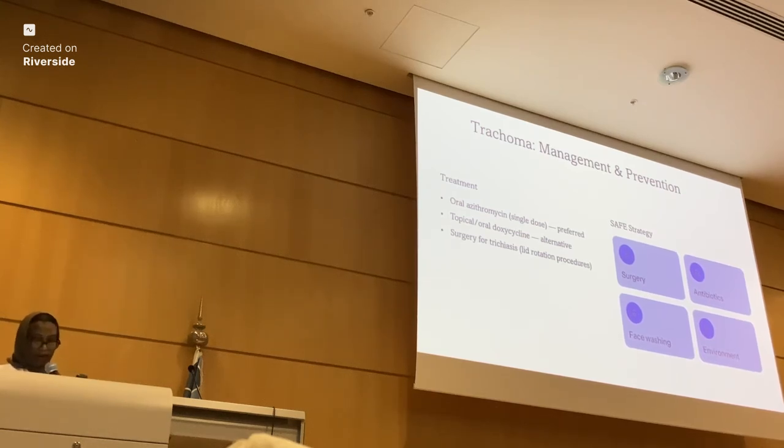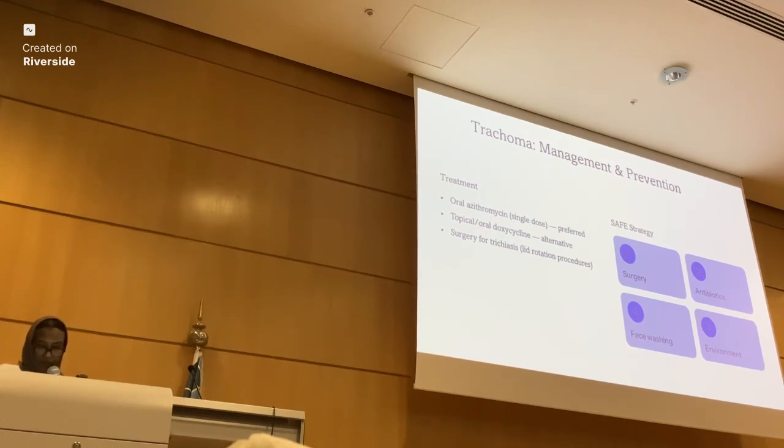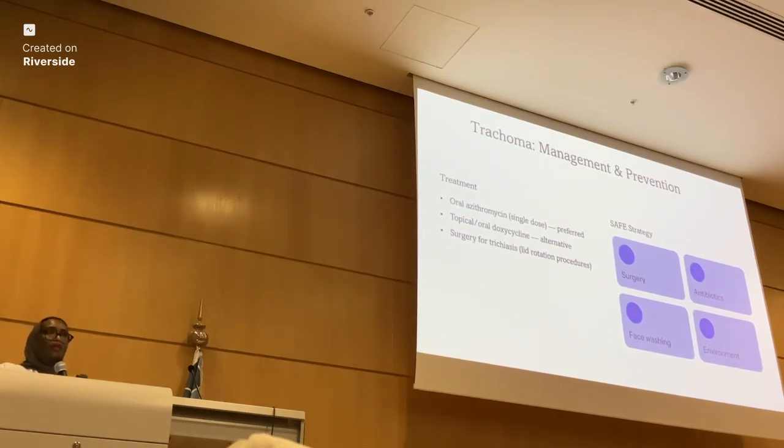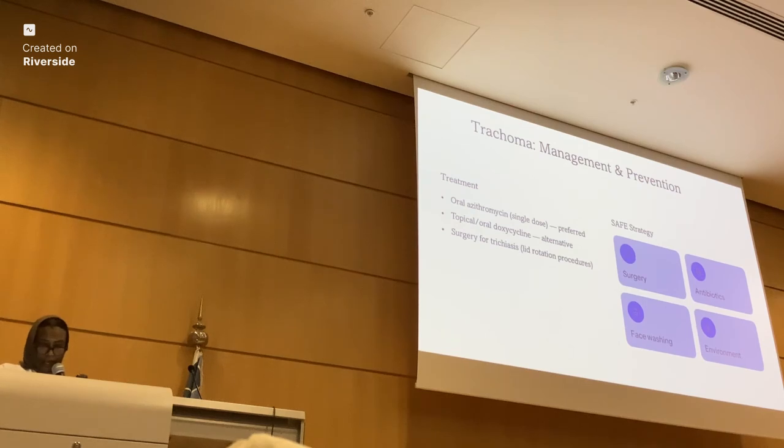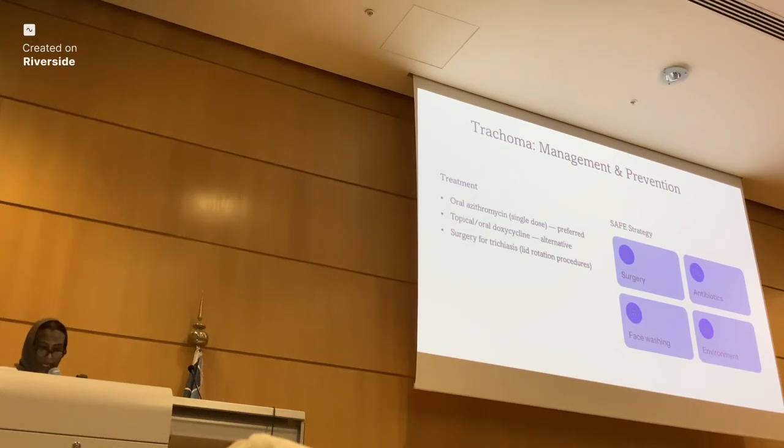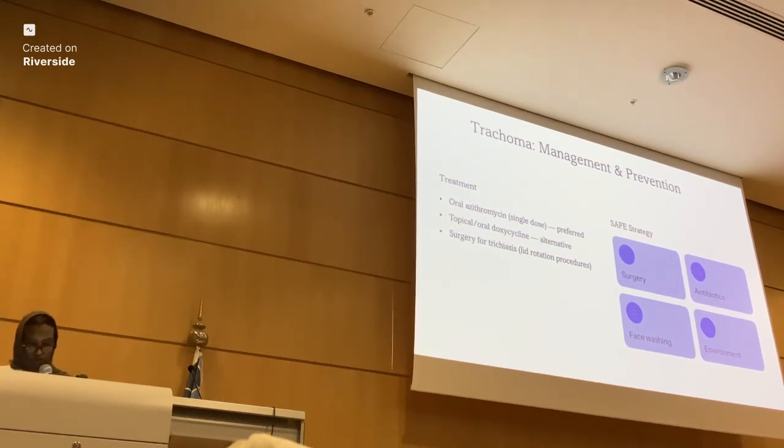Getting back to what we just talked about, that it's a disease of poverty, overcrowdedness, and poor resources. When you talk about management, you have to think of what we call the SAFE strategy. Each letter is representing something. So when you think of SAFE, that could be surgery if you have trichiasis, but you also have antibiotics to treat infections, and you should have facial cleanliness, or educate people about personal hygiene to avoid the chance of contamination.